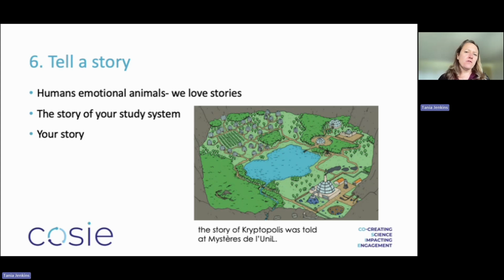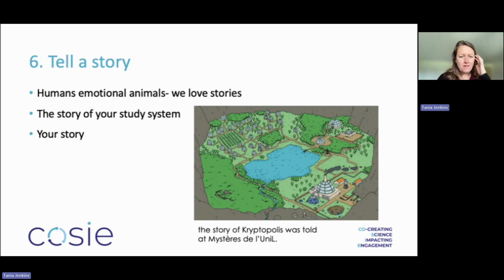One thing that I've also found is that it's important to tell a story. Humans are actually emotional animals, and we love stories. So good communication often starts from a good story. You don't have to convey all of the information, all of the facts of your research. You can pick one element of that. You can also tell the story of your study system or your own story. What brought you to study this particular topic? How much work goes through one scientific paper? What sacrifices have you made? People are more likely to relate to you as a person than to the 1,000 facts that you're going to tell them to convince them about the existence of climate change.